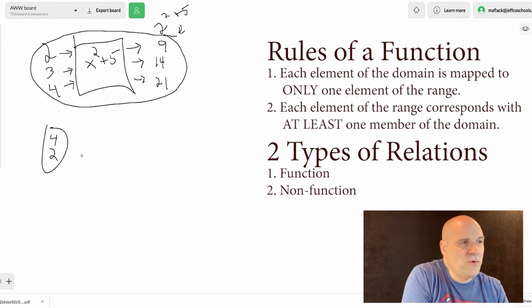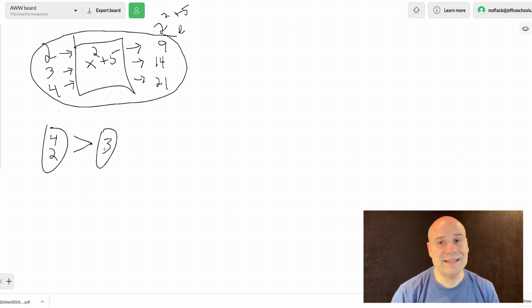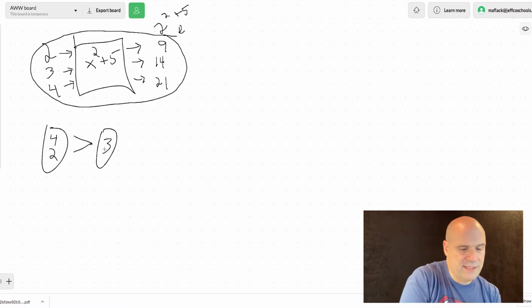Here's an example of a function. Let's say that 4 and 2 both map to 3. Okay, that's still, the rules of the function still apply. So every member of the domain goes to only one member of the range. It doesn't go to multiple things. This is a function.